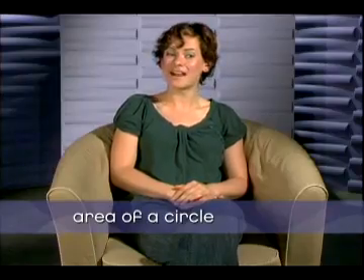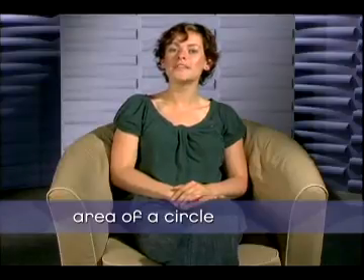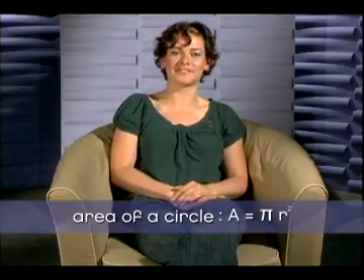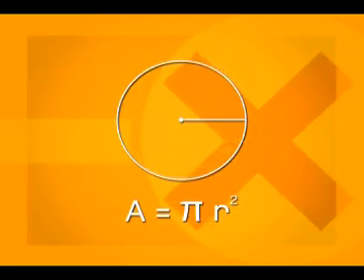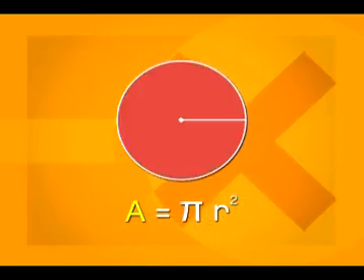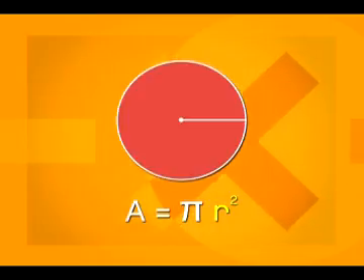We can also use pi to find the area of a circle. The formula is A equals pi r squared. Okay, this formula tells us that the area of a circle, all this here, is equal to the radius squared times pi. A equals pi r squared.